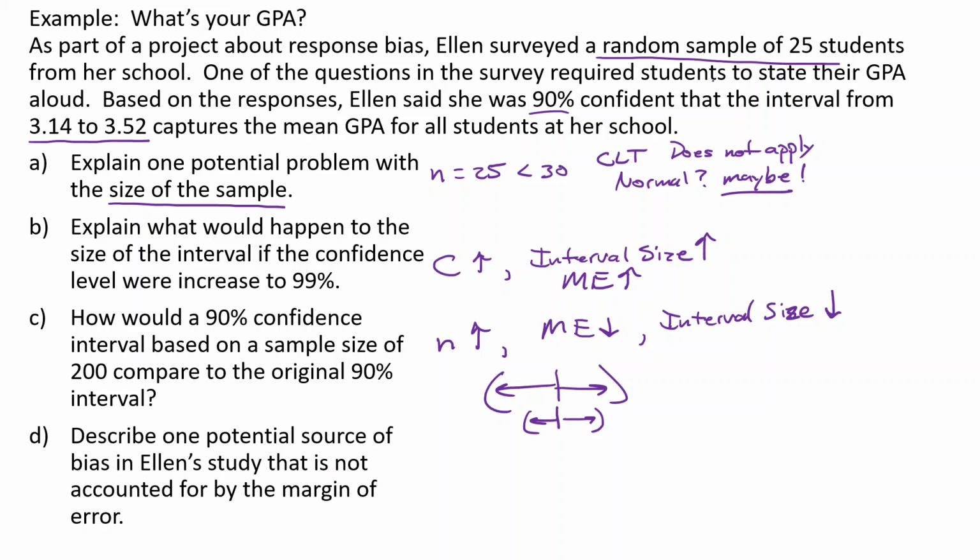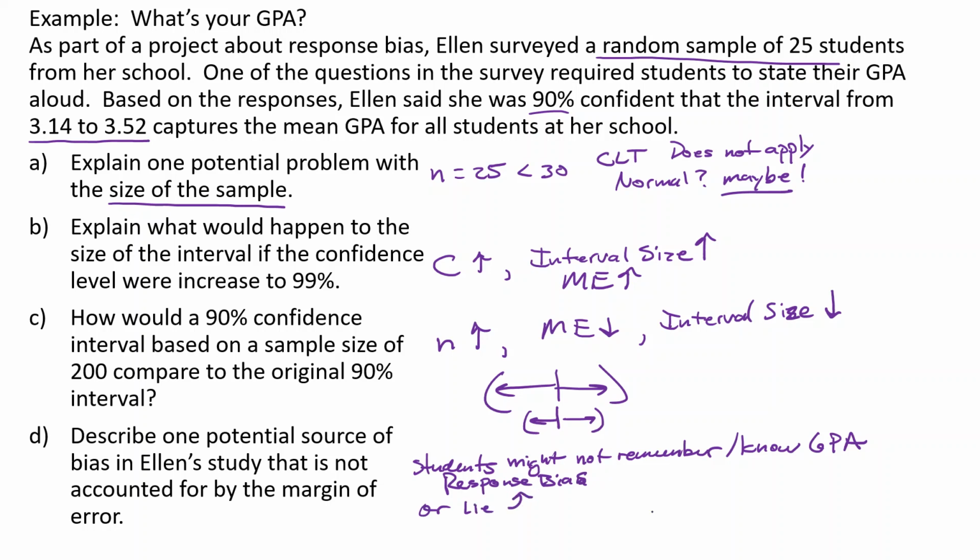Describe one potential source of bias in Ellen's study that's not accounted for by the margin of error. Well, she asked students to state their GPA. So students might not remember or know their GPA. All right, so that means they're probably doing some sort of response bias. Or maybe they could lie, which would also be response bias. So there's a couple of different ways we could have bias there.